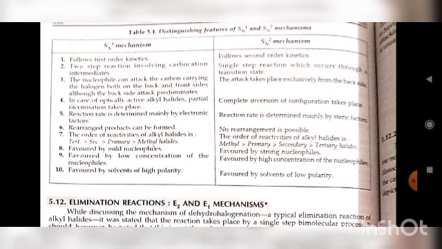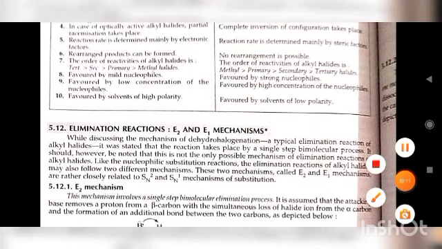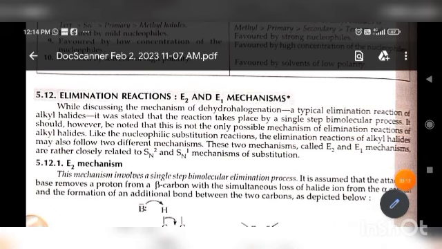SN1 is favored by weak nucleophiles, SN2 is favored by strong nucleophiles. SN1 is favored by low concentration of the nucleophile, SN2 is favored by high concentration of the nucleophile. SN1 is favored by solvents of high polarity, SN2 is favored by solvents of low polarity. Elimination reactions: E2 and E1 mechanisms.